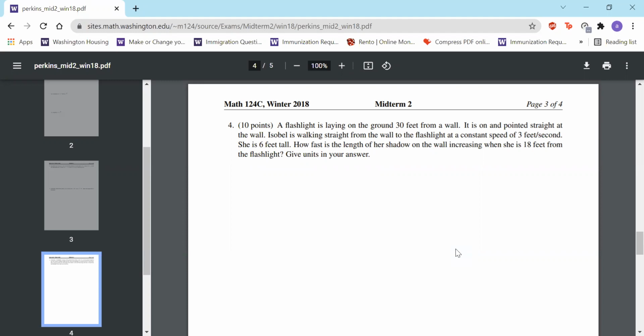Then we put x and y, and plug in x and dx/dt, and define dy/dt. So negative 6 over the square root of 18 times negative 3 is 1 over 30 dy/dt. Then we find dy/dt. That is the rate at which her shadow is changing.